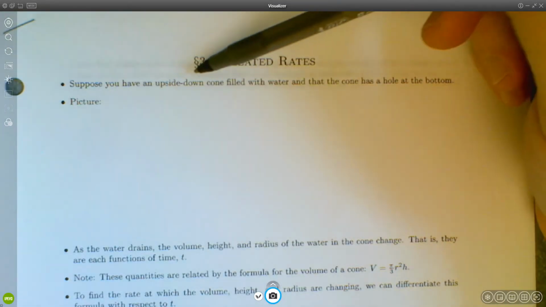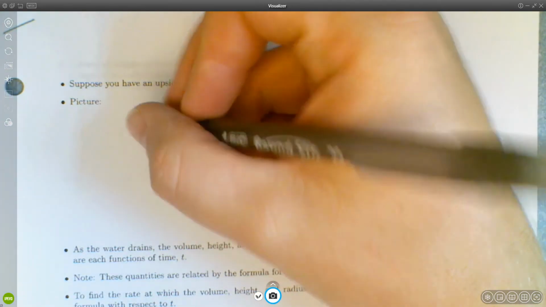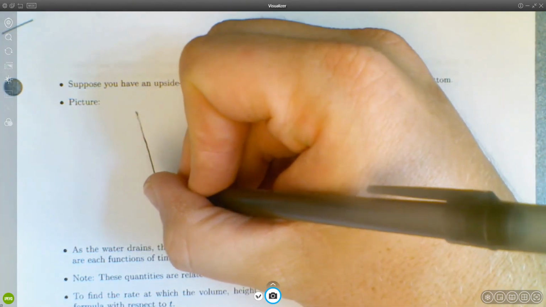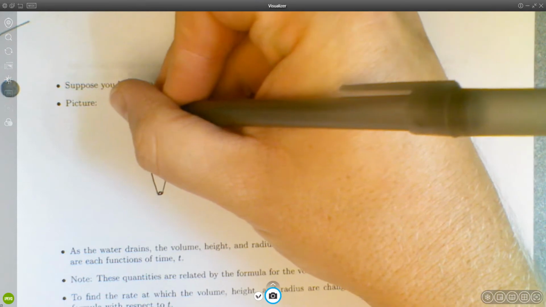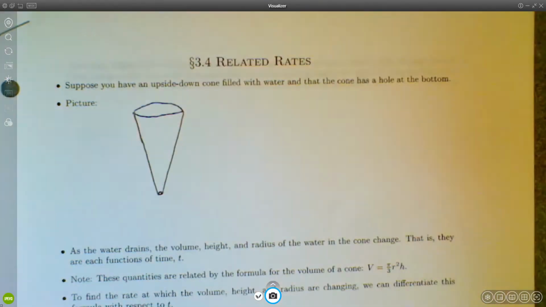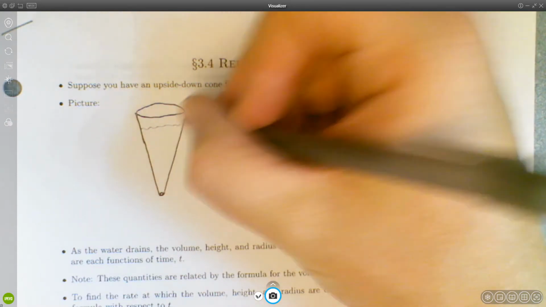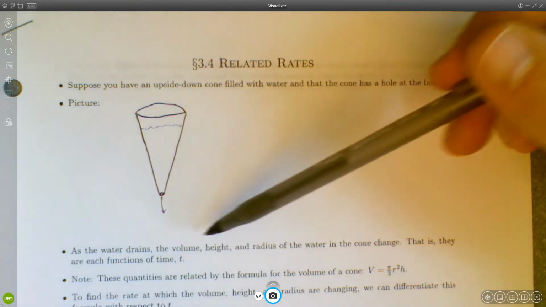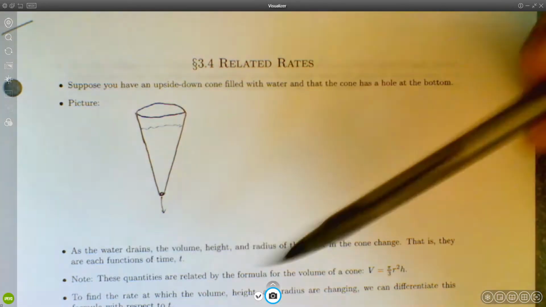Suppose that we have an upside down cone filled with water and that the cone has a hole at the bottom. So, something like this, I suppose. Maybe a little tiny hole at the bottom. And it's filled with water, but it's draining out of this hole, right? So as the water drains, the volume, height, and radius of the water in the cone change. That is, they're each functions of time t.